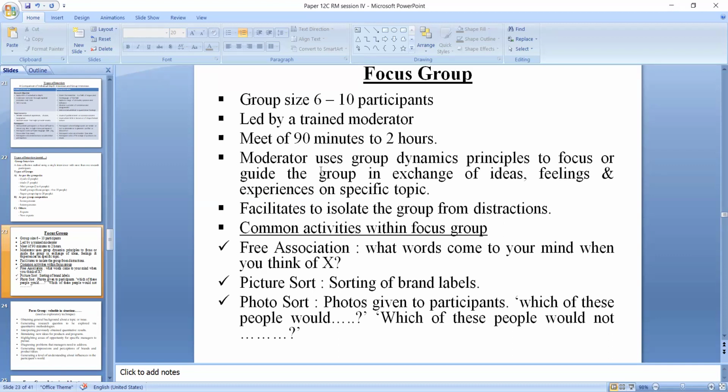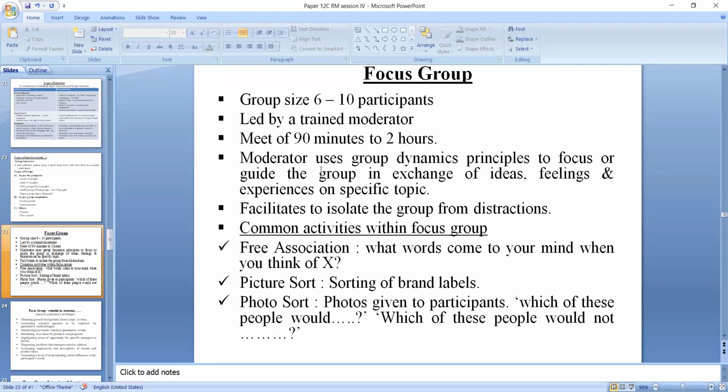For example, some small test, word related test, word association. What words come to your mind when you think of X? That means, what words come to your mind when you think of a boss? When you think of your company? Tell just 5 words that come to your mind.